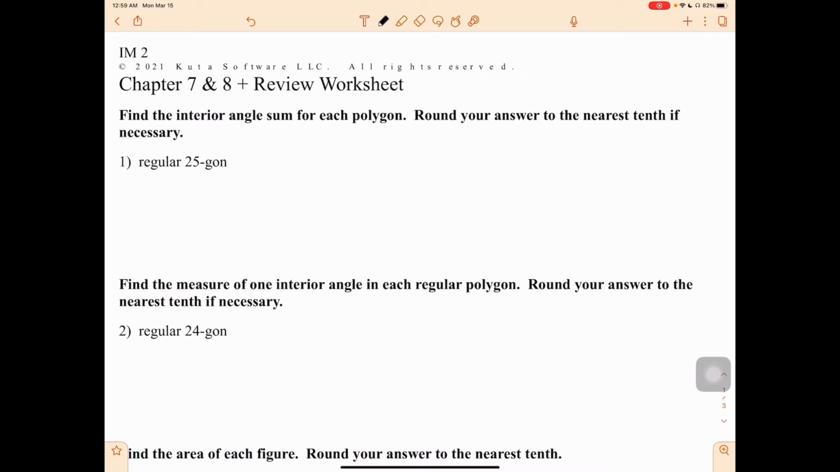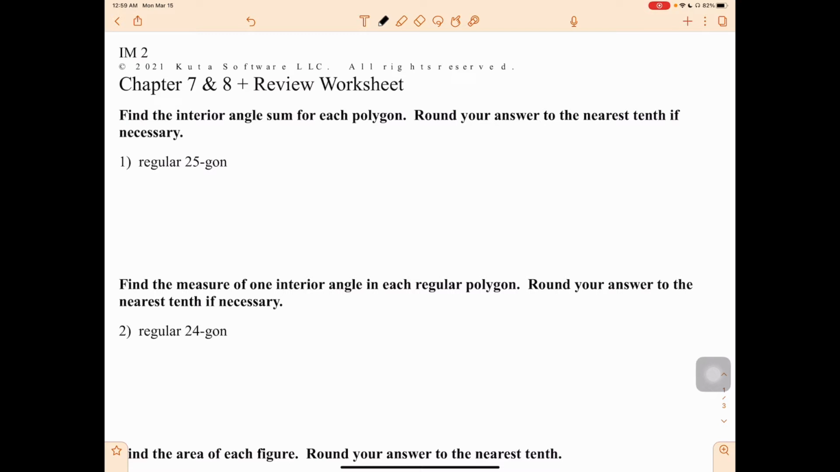Okay, so here is a chapter 7 and 8 review worksheet. I want you to finish this review before you take the chapter 7 and 8 exam. Now it is due tonight by midnight, assuming you're watching this on the day I've assigned it. But you do want to finish this first.